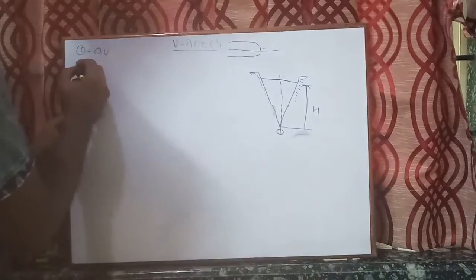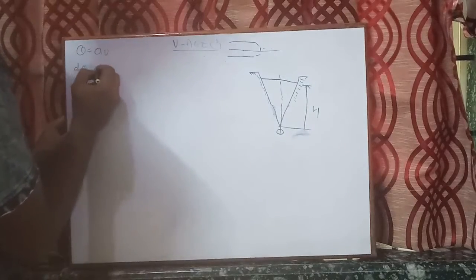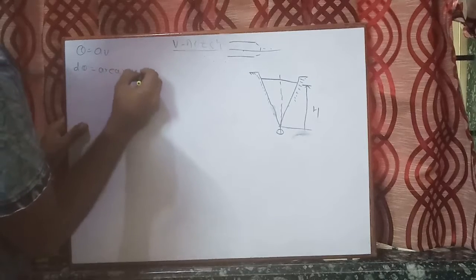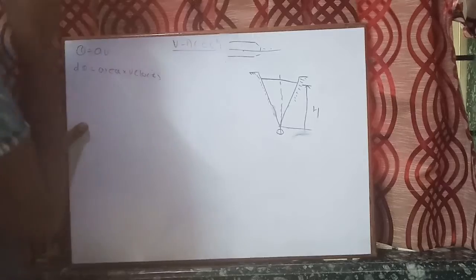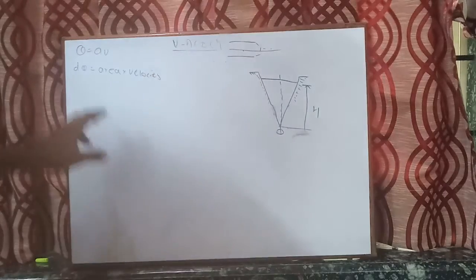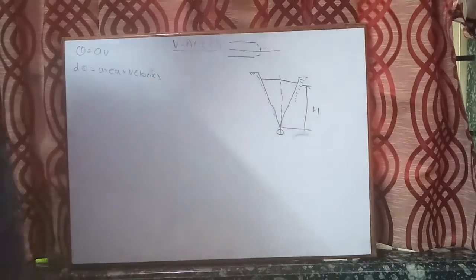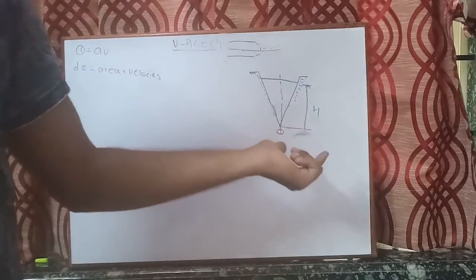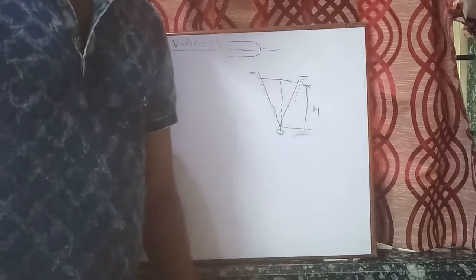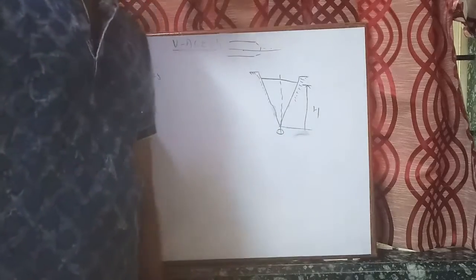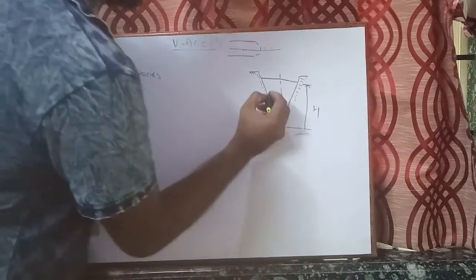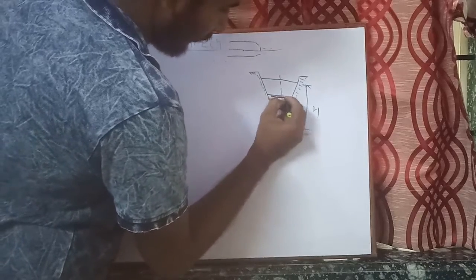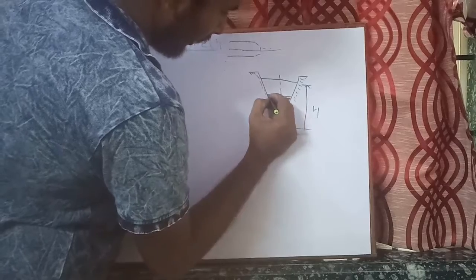Now, the definition of discharge is what? dQ equals area into velocity. This is our definition of discharge, area into velocity. Now what we'll do is, we'll take a small strip, find the discharge flowing in that area, and then we'll integrate from point O to point H. So let's take a small area. Let's say this one. We'll find discharge flowing through this area.